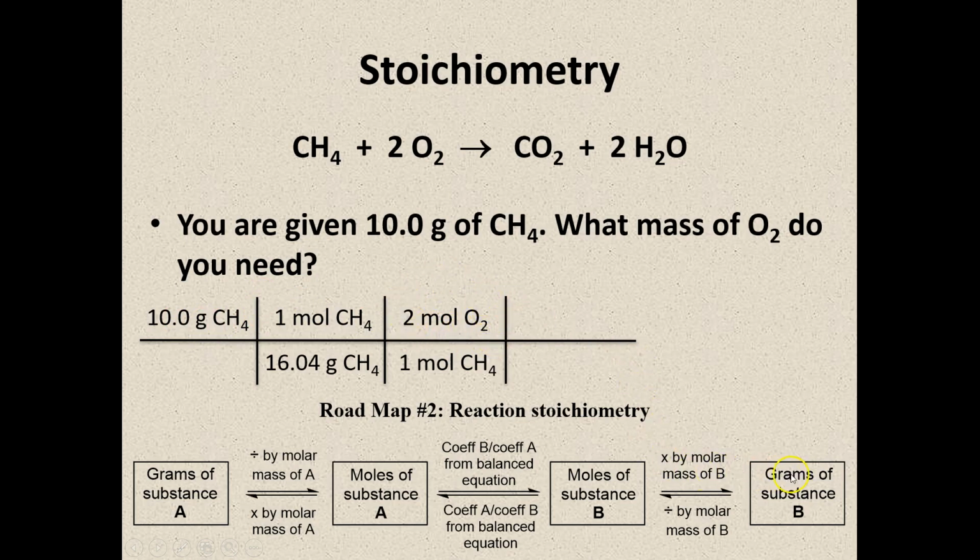And then finally, to get to grams of substance B, which is oxygen, I'm going to multiply by the molar mass of oxygen. That cancels out moles of oxygen. And finally, now you can see that I have converted grams of methane into grams of oxygen. And the answer then is going to be 39.9 grams of O2.